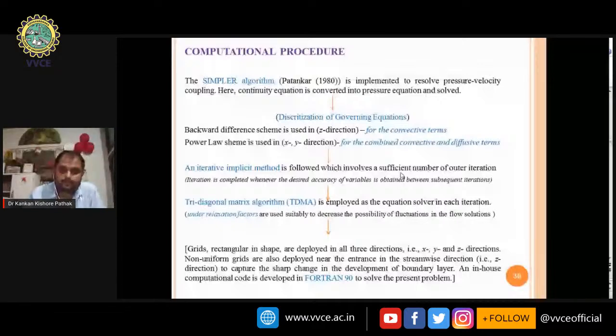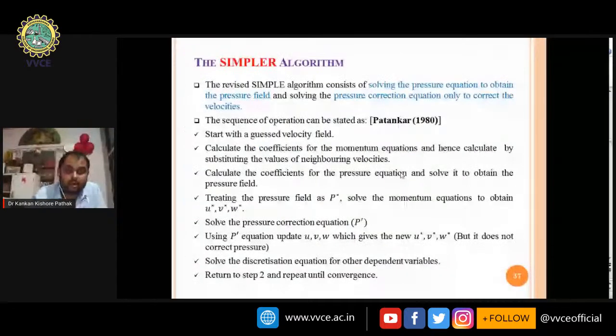The grids are generally rectangular in shape and are deployed in all three directions, that is X, Y, and Z. Non-uniform grids are also deployed near the entrance in the streamwise direction, that is the Z direction, to capture the sharp change in the development of the boundary layer. So non-uniform grids are generally deployed at the solid boundary. An in-house computational code was developed in Fortran 90 to solve these problems. The algorithm is known as SIMPLER, that is, Semi-Implicit Method for Pressure Linked Equations Revised, taken from Patankar 1980, and these are actually the grids.